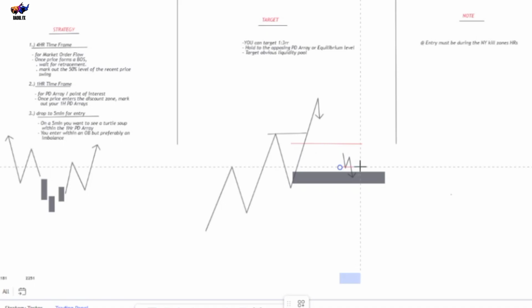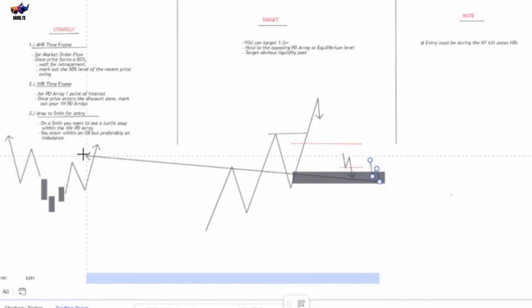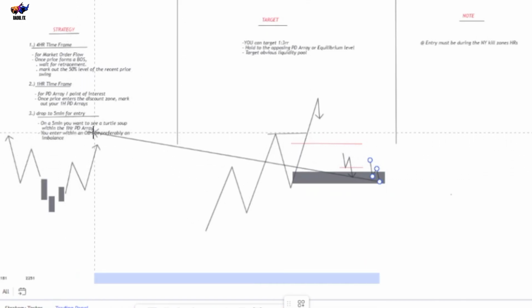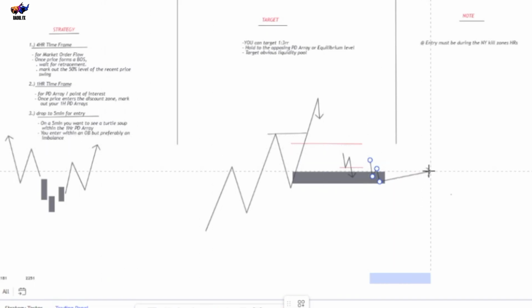Now, it can happen just before it hits your point of interest, or it can happen after, or it can happen within. That's still all good. So you can still have something like this. It comes down right within before breaking up, right? This is what you want to see. This is what is considered a total soup. So once that is broken, it says you enter within an OB right after the break of structure on the 5 minute. So you want price to displace with huge speed, leaving an imbalance.